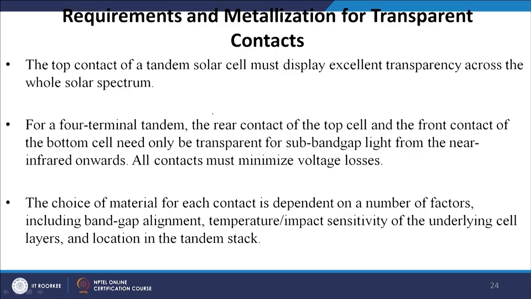Now, the top contact of a tandem solar cell must display excellent transparency across the whole solar spectrum. For a 4 terminal tandem, the rear contact of the top cell and the front contact of the bottom cell need only be transparent for sub band gap light from the near infrared onwards. The choice of material for each contact is dependent on a number of factors, including band gap alignment, temperature sensitivity of the underlying cell layers, and location in the tandem stack.